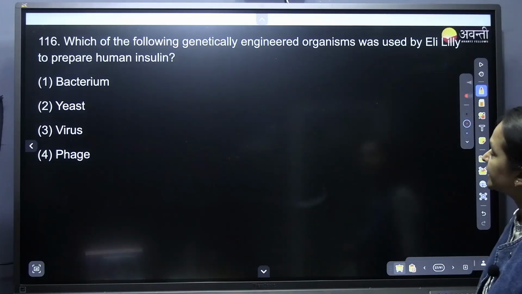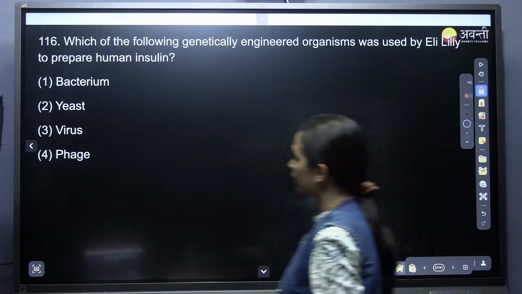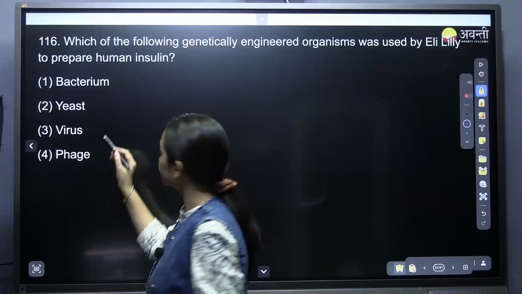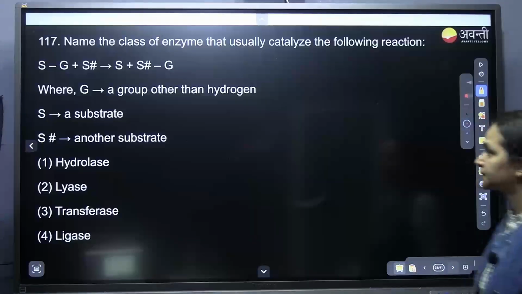Which of the following genetically engineered organisms was used by Eli Lilly to prepare human insulin? That is E. coli. E. coli is a bacterium. Option 1 is the correct answer.